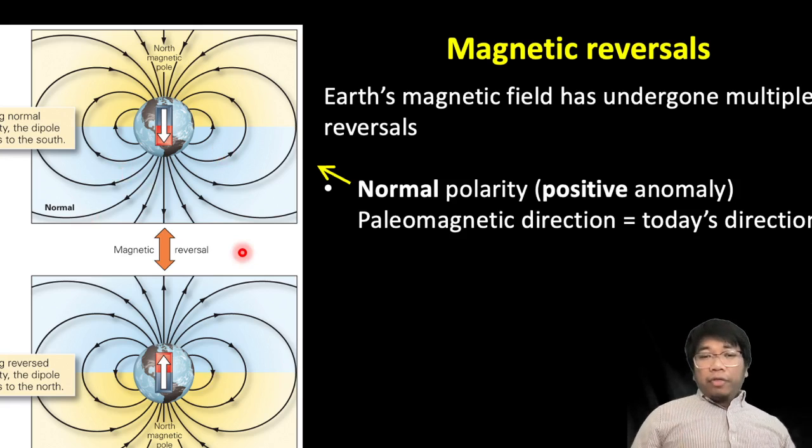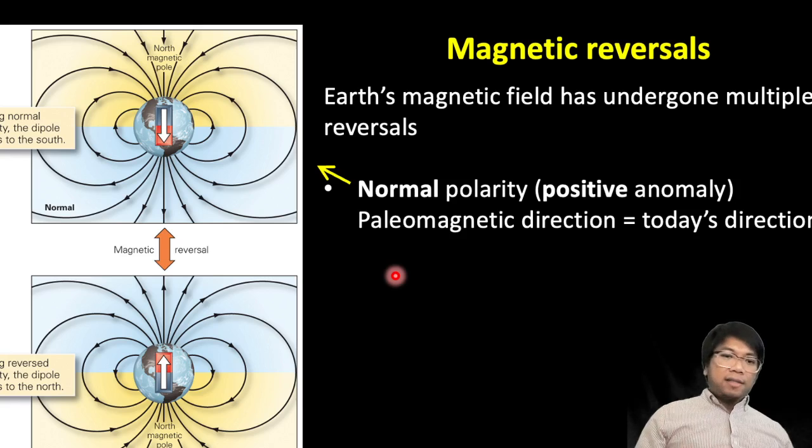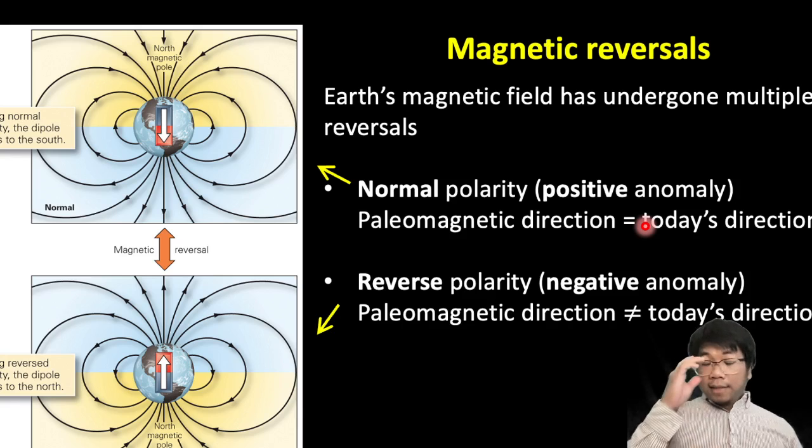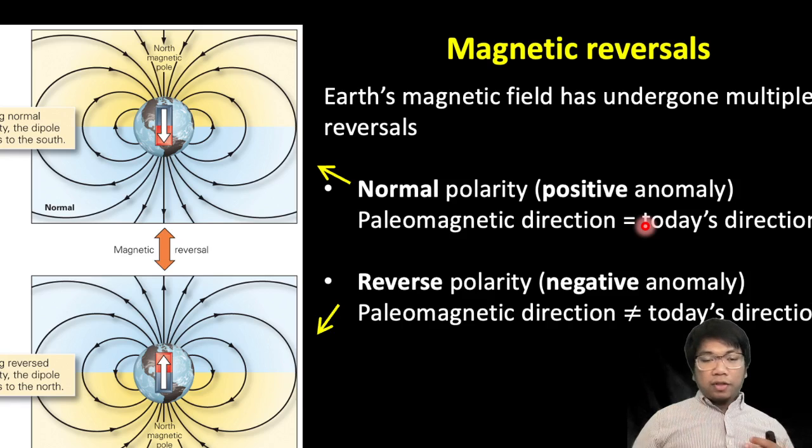So when we go out there and sample rocks and put them in the lab and try to figure out the paleomagnetic direction of the rocks when they formed, when the paleomagnetic direction of the rock shows the same direction as today's state of the Earth's magnetic field, then we would call it normal polarity or positive anomaly. Okay. However, that's not always the case. Some other rocks show a completely different and reverse pattern, and that will be called reverse polarity or negative anomaly.